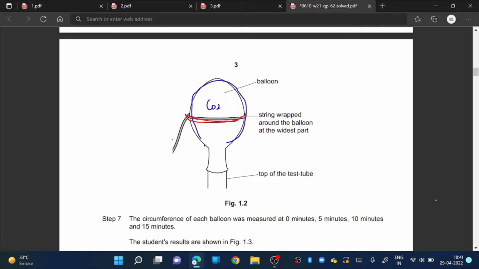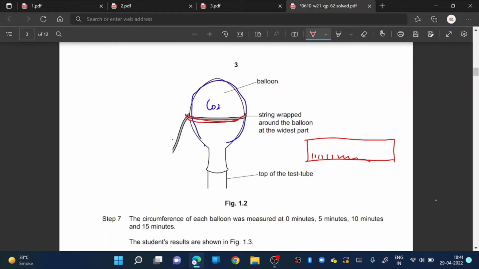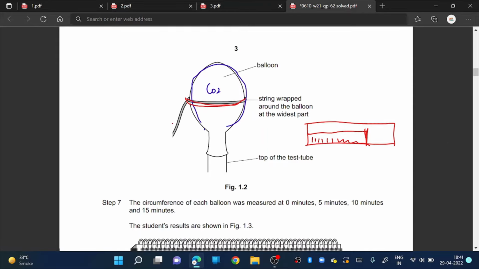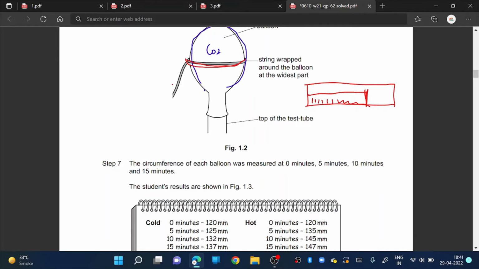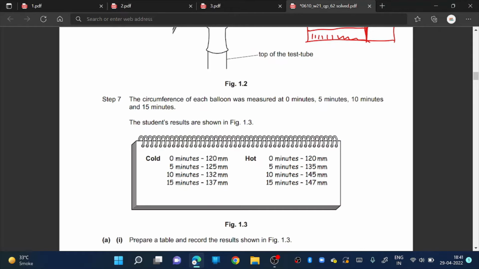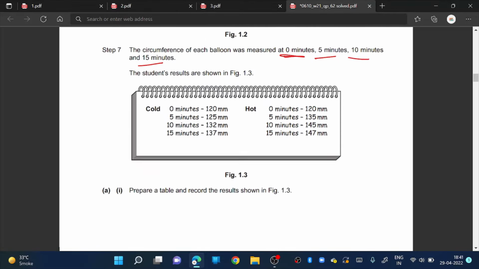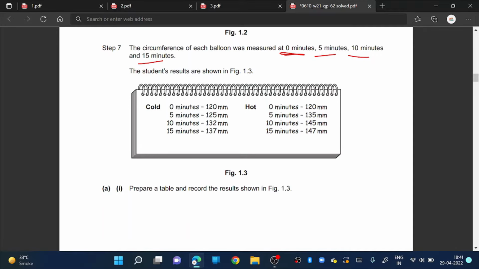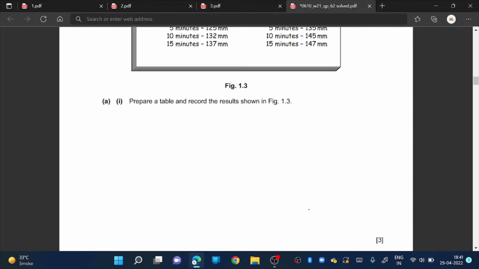Once the balloon was inflated, here you can see on the ruler, they will place this string and measure how much it is before and after the experiment, or what was the difference between the hot and the cold temperature. The circumference of each balloon was measured at specific time intervals, that is 0 minutes, 5, 10 and 15. The student recorded all these results in a table. So the question next says to prepare a table to record the results shown.